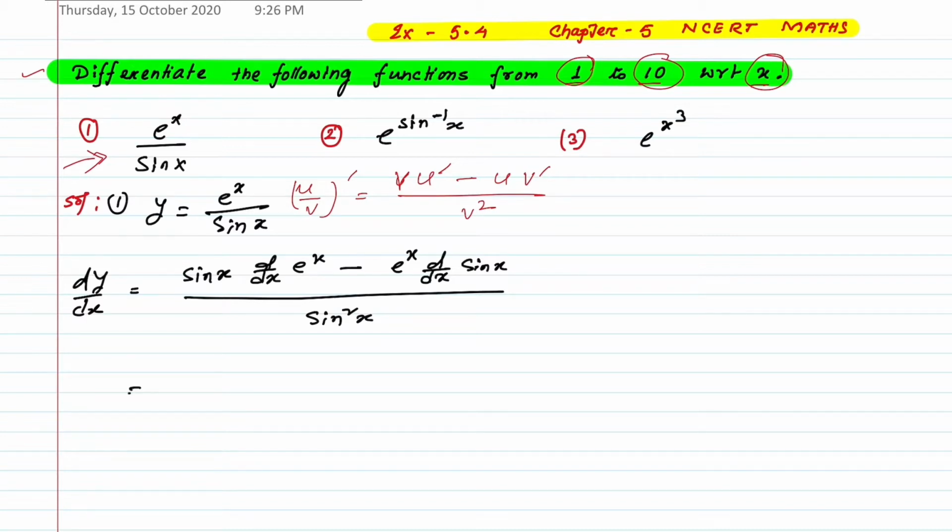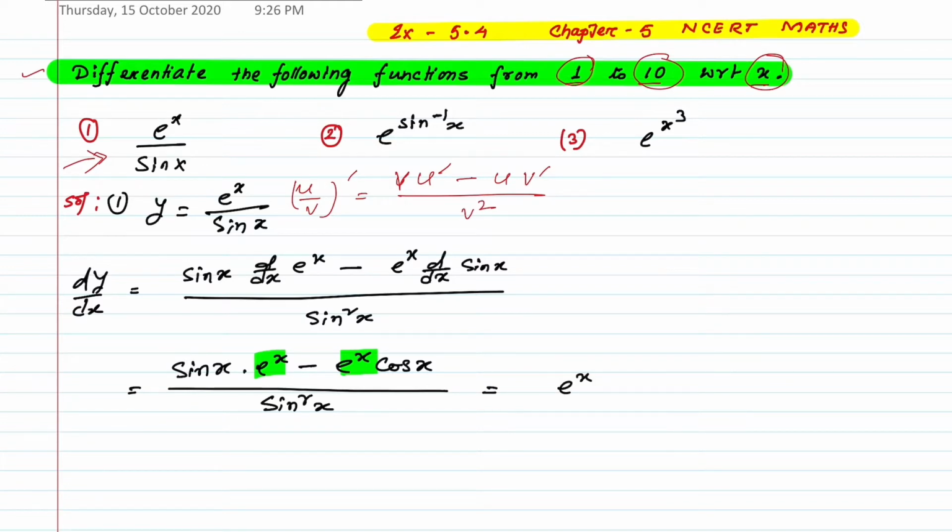So now, sin x, we know derivative of e to the power x is e to the power x, then minus e to the power x, derivative of sin x is cos x, and then here it is sin square x. From the numerator part, we can take e to the power x common from these two terms. So e to the power x, and then we have sin x minus cos x divided by sin square x. So that's our result.